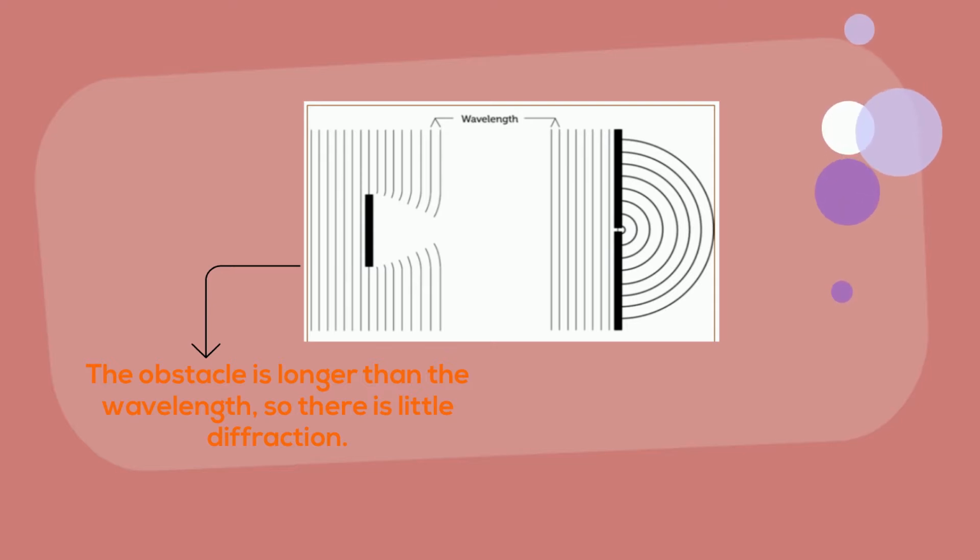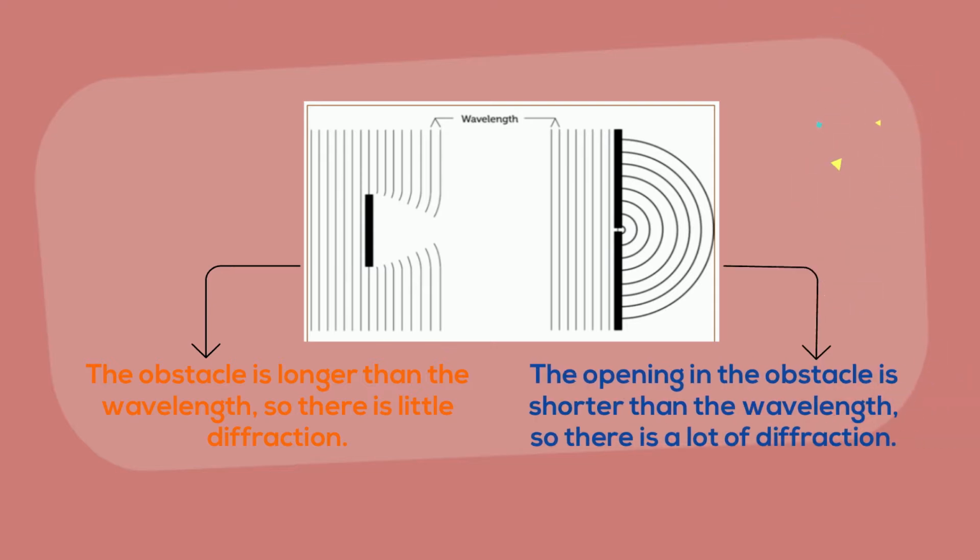Based on this figure, you can see that on the left, the obstacle is longer than the wavelength, so there is little diffraction. However, on the right, the opening in the obstacle is shorter than the wavelength, so there is a lot of diffraction.